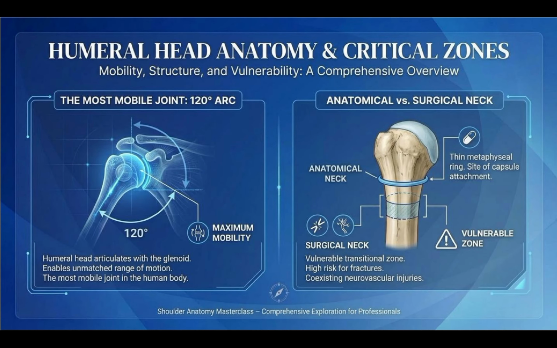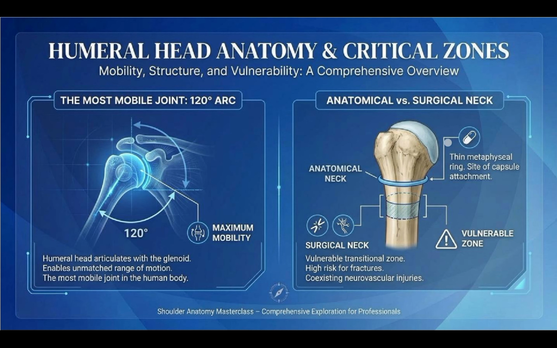So we have the humeral head. The most mobile joints have an angle of 120, and it is the most mobile joint. Now, the head of the humerus has about 5 structures, which are the hemispherical head, which is this white region.